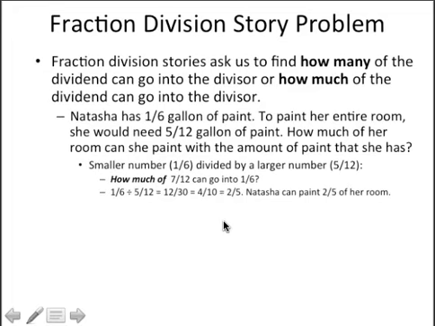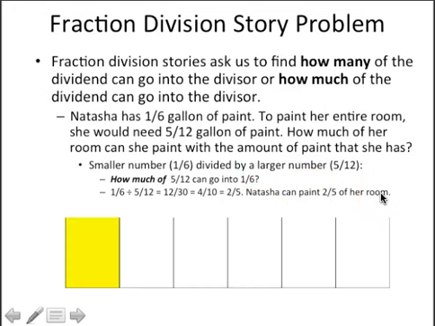And another example. Natasha has 1/6 gallon of paint. To paint her entire room, she would need 5/12 gallon of paint. How much of her room can she paint with the amount of paint that she has? Here we're looking at a smaller number, 1/6, divided by a larger number, 5/12. How much of 5/12 can go into 1/6? So we find a quotient of 2/5. We answer Natasha can paint 2/5 of her room.